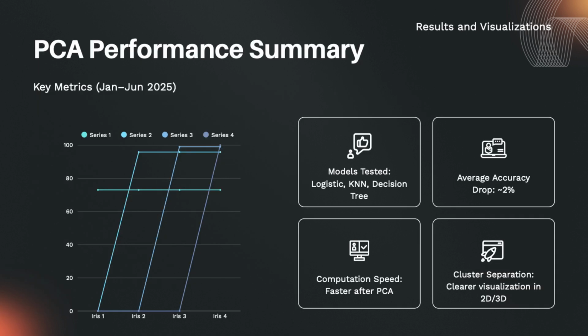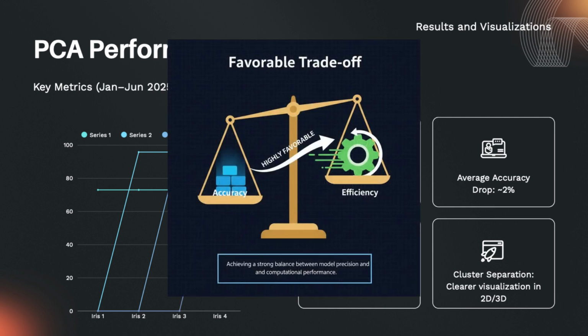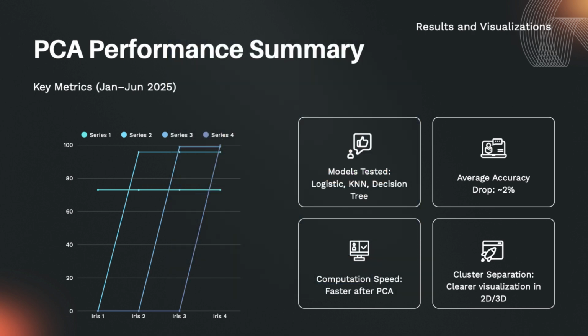Next, we compare model performance before and after PCA. Across logistic regression, KNN, and decision tree, the average reduction in accuracy is less than 2%, which is extremely small. At the same time, PCA improved computational efficiency and provided much clearer visualization. This shows that the trade-off between accuracy and dimensionality is highly favorable.